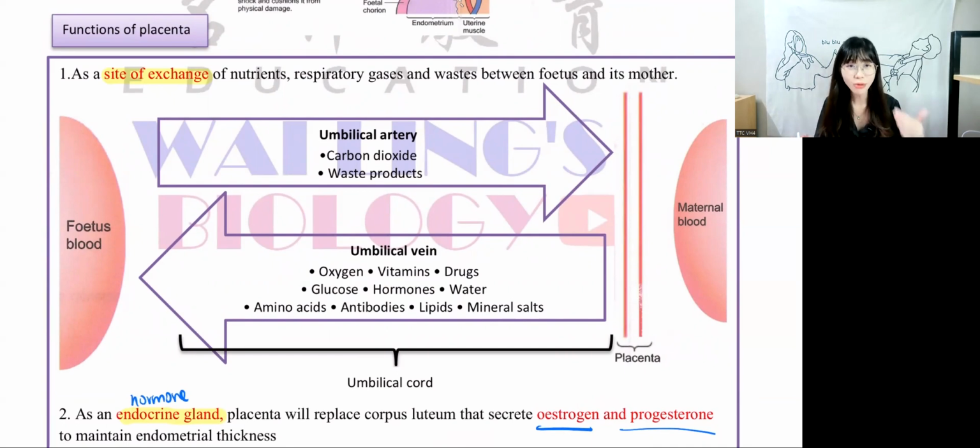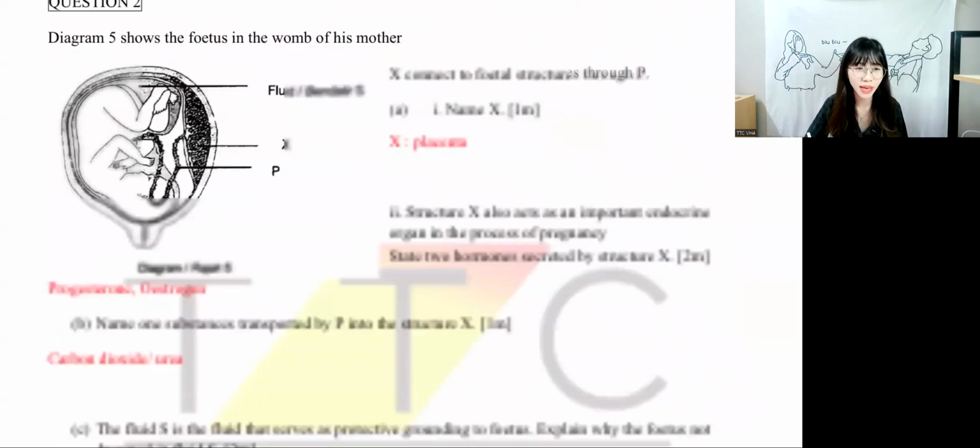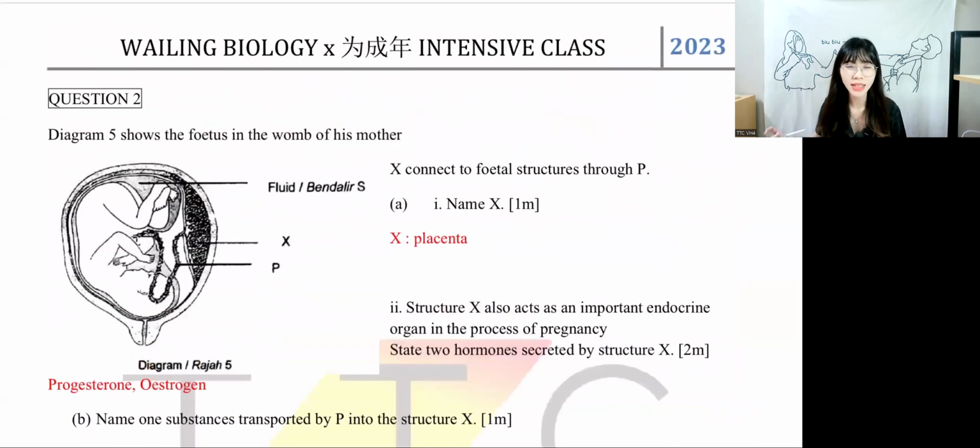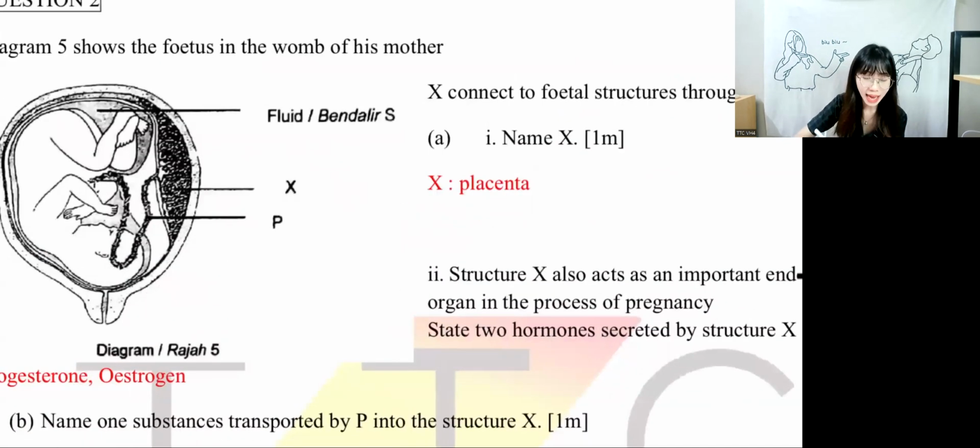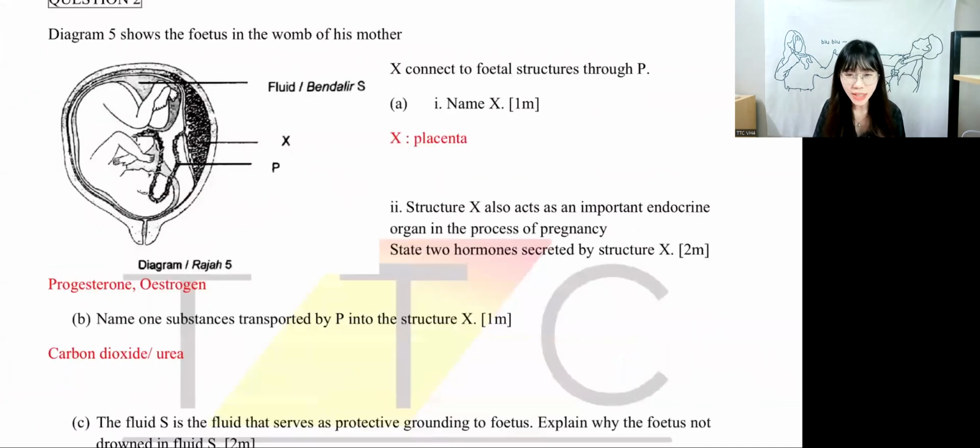Okay, in the exam, how do they ask you? Let me give you an example question. Diagram 5 shows the fetus in the womb of his mother. X connects to the fetus through structure P. What is P? P is the umbilical cord. And they ask what X is. X is the placenta. The placenta has 2 functions: number 1 is to act as a site of exchange, number 2 is to act as an endocrine gland. Structure X also acts as an important endocrine organ in pregnancy. State 2 hormones secreted by structure X.